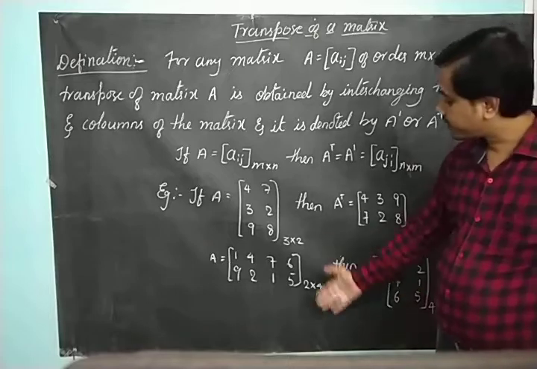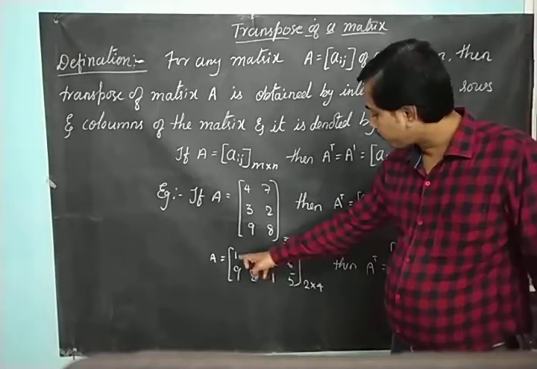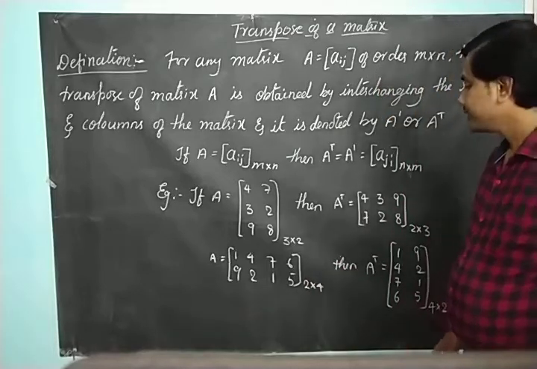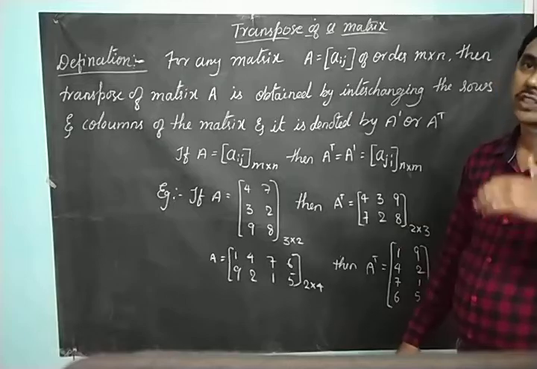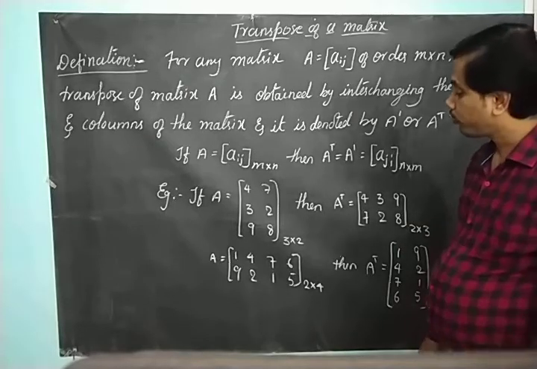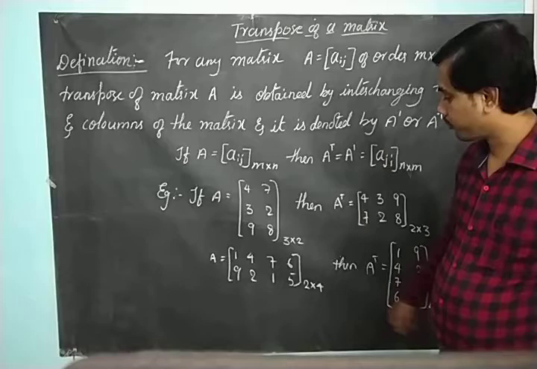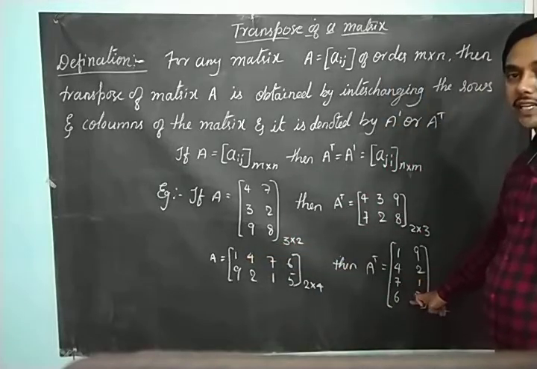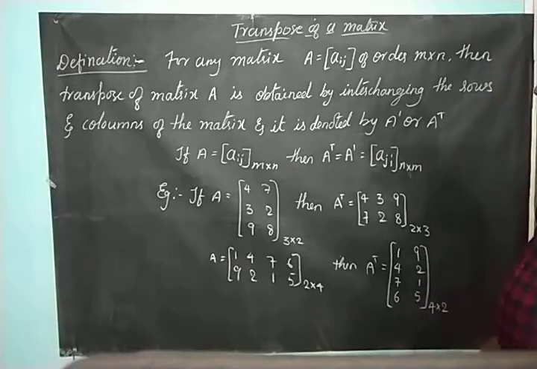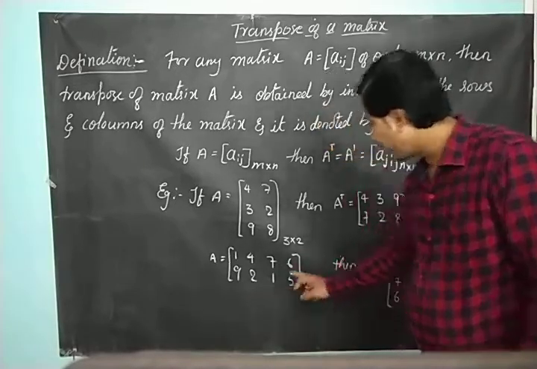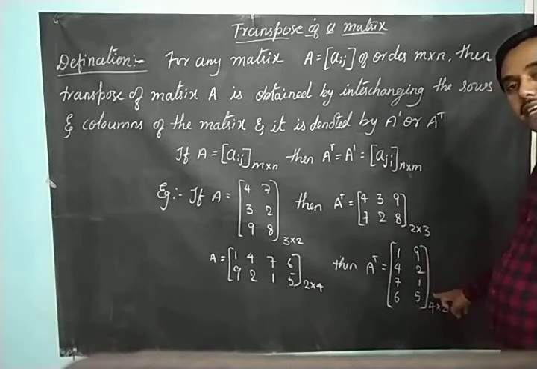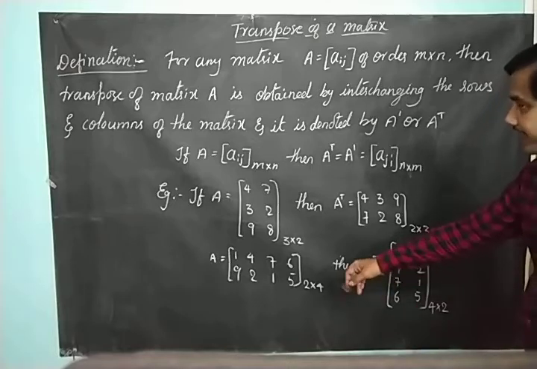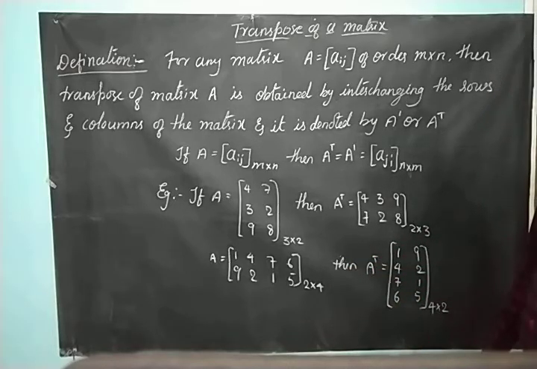Let me speak about one more example: rows 1, 4, 7, 6 and 9, 2, 1, 5. This is of order 2 cross 4. So A transpose means taking the transpose, interchanging rows and columns. The first row will become the first column here. What is the first row? 1, 4, 7, 6. You should write it in the form of a column. Next, the second row is 9, 2, 1, 5, so it becomes the second column. The order of this is 4 cross 2. There it is 2 cross 4, here it is 4 cross 2.